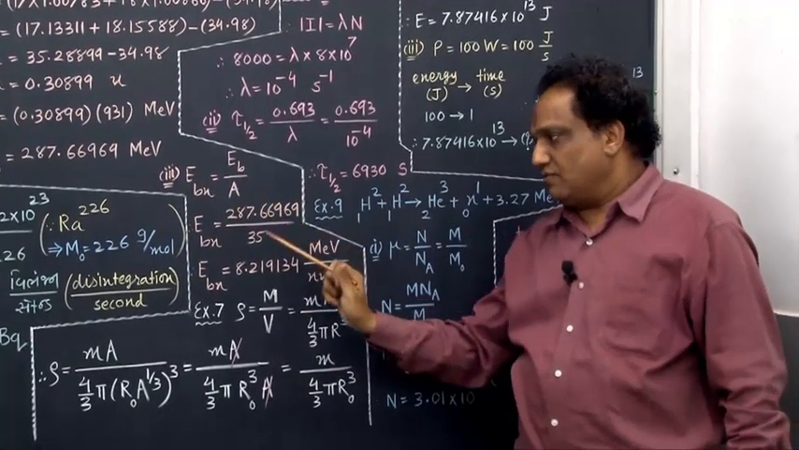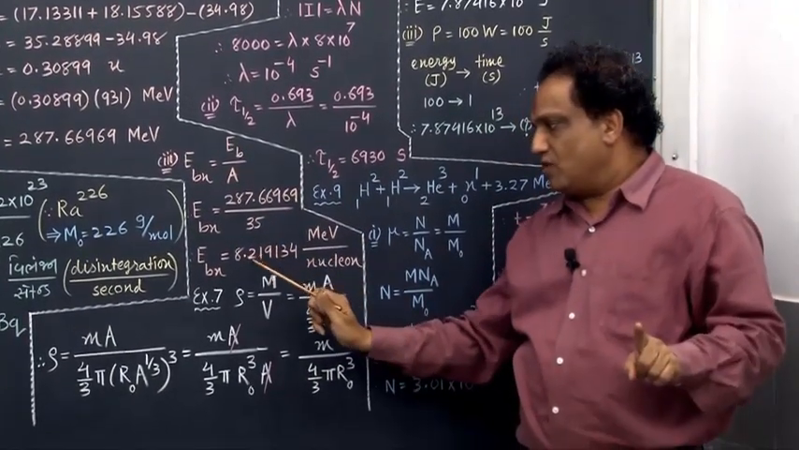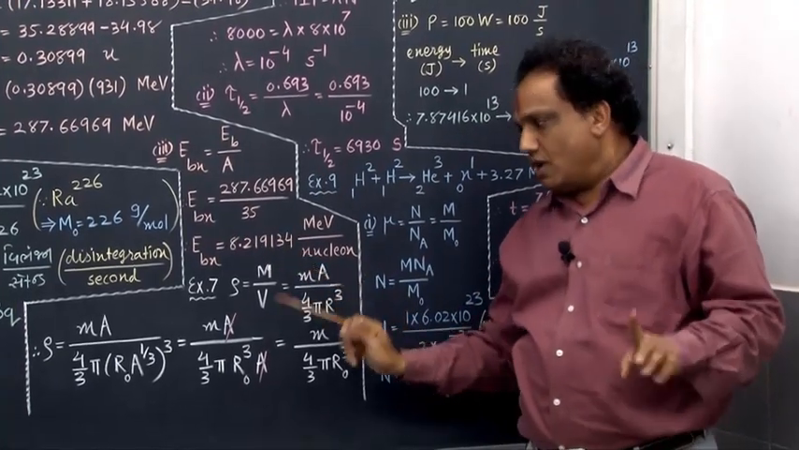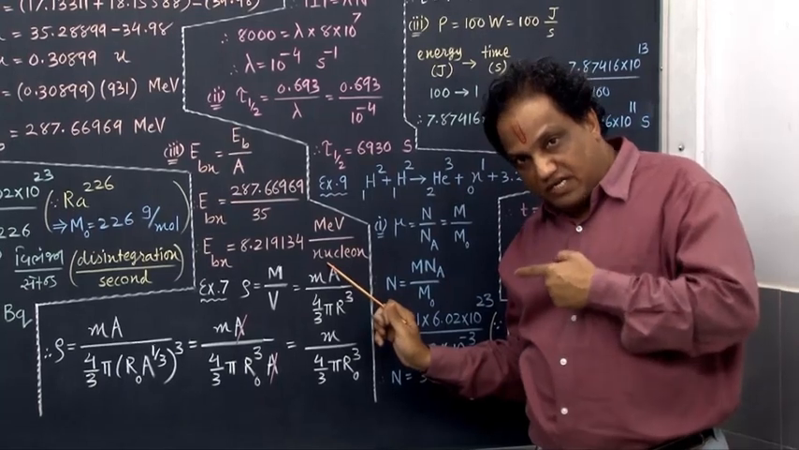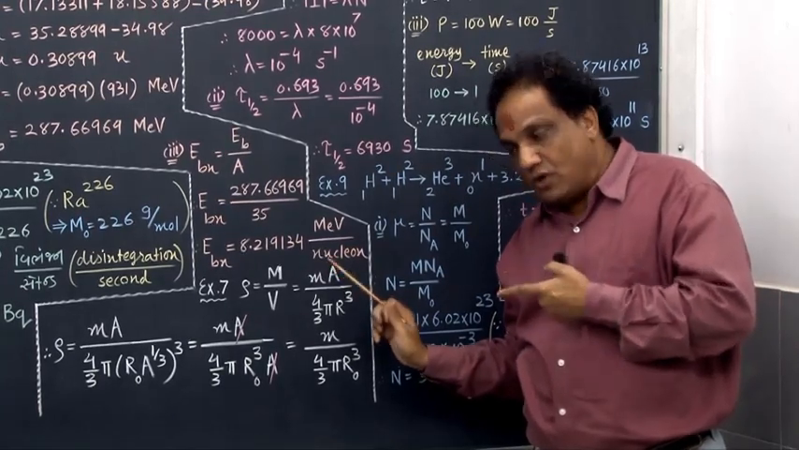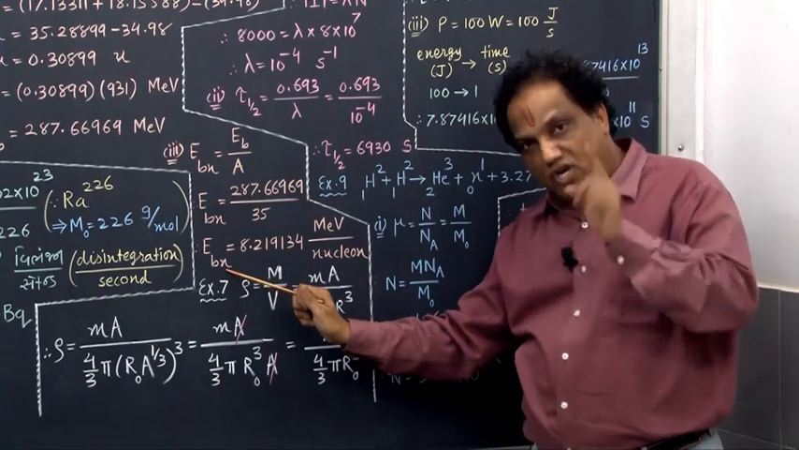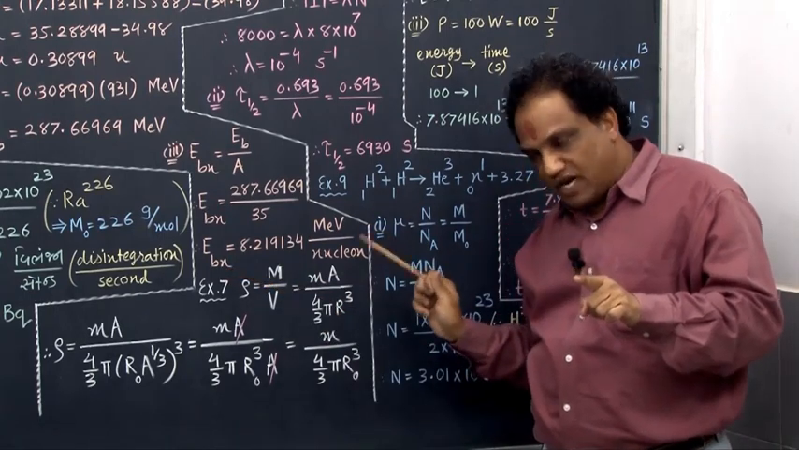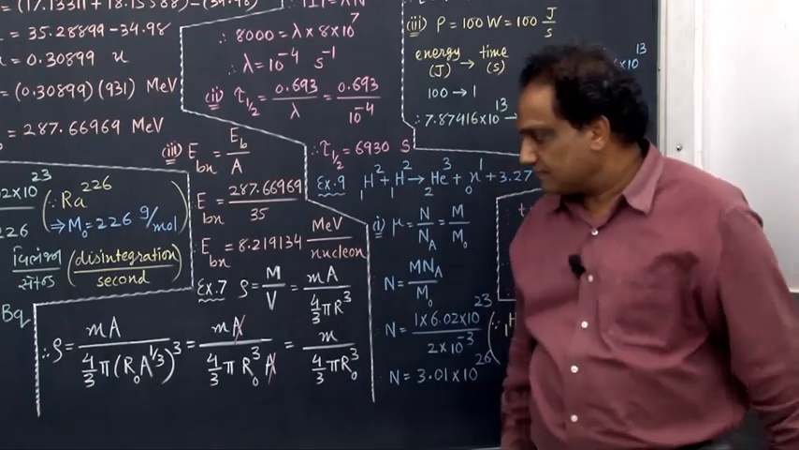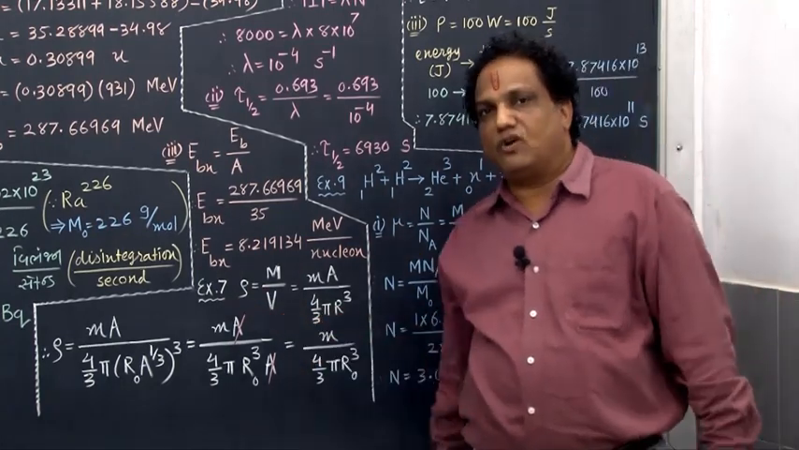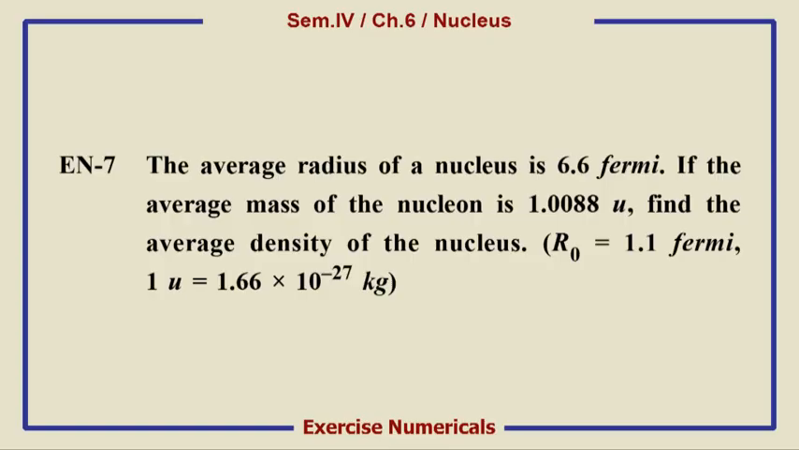Correct? Now this upon this comes out to be 8.219134 million electron volt per nucleon. Beware of the unit. Don't simply write million electron volt, because you are finding binding energy per one nucleon. You must mention the unit, million electron volt per nucleon. Got it? Now read the statement of example number 7.